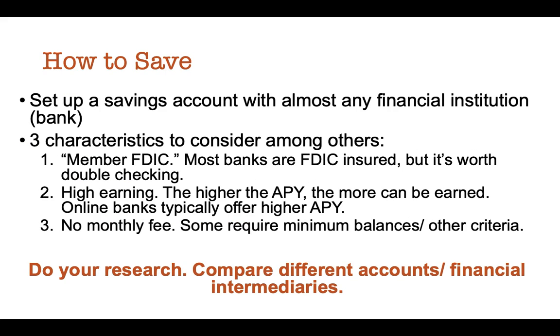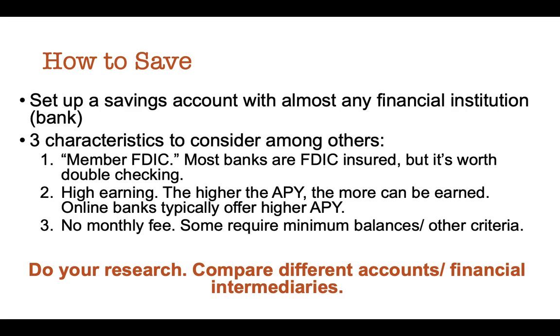So the next step to save is to pick a financial institution, pick that intermediary. There are a few things you might want to consider based on your personal preferences. First, make sure that any bank you open a savings account with is a member FDIC. It'll be printed on their website or on a sign outside if it is a brick and mortar storefront. Most banks are FDIC insured, but it's definitely worth double checking, especially if you are attracted to a new trendy startup bank. Not all banks are members.